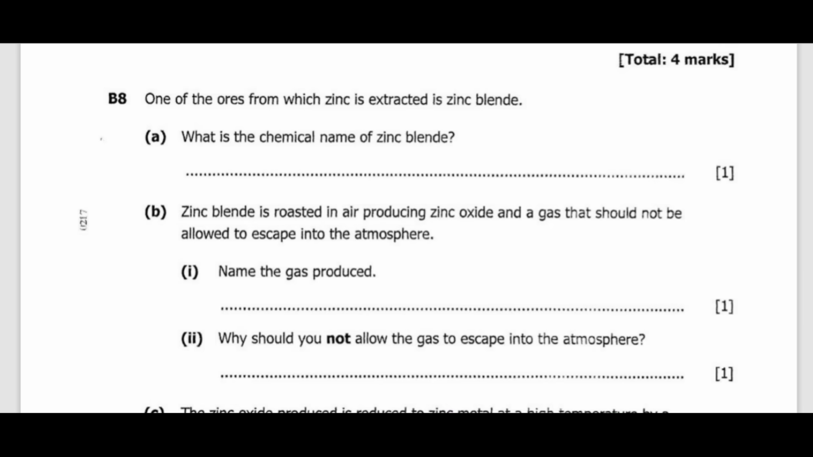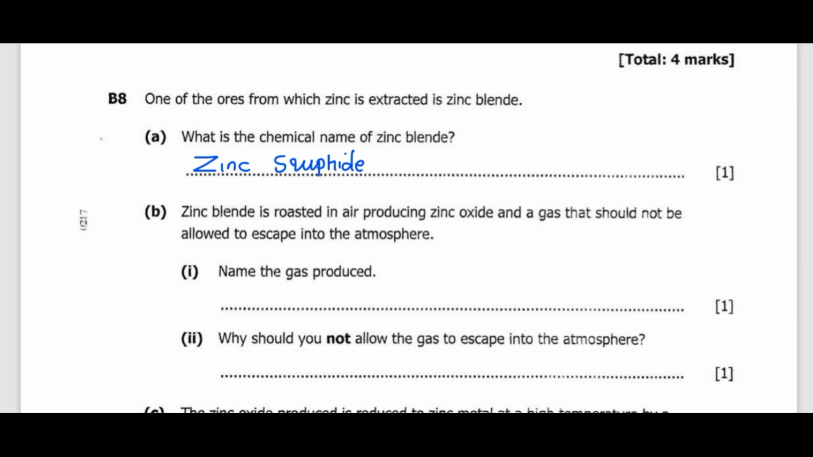One of the ores from which zinc is extracted is zinc blende. What is the chemical name of zinc blende? So this is known as zinc sulfide. Then for B, zinc blende is roasted in air, producing zinc oxide and a gas that should not be allowed to escape into the atmosphere.